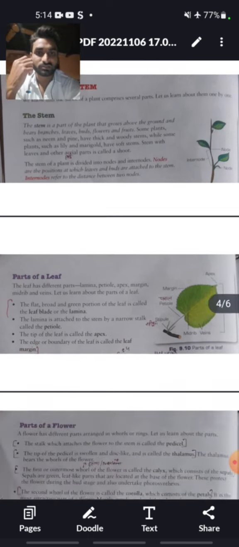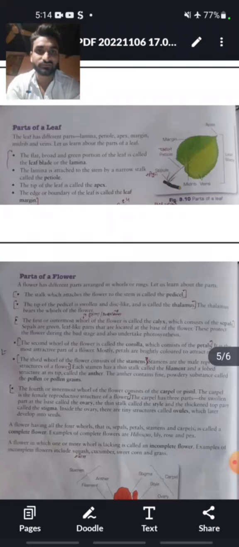Now we discuss what a leaf is. First of all we discuss the parts of the leaf. There are many parts of the leaf, like lamina, petiole, apex, margin, midrib and veins. First of all we discuss what lamina is. A flat and broad part of a leaf is called the lamina. Now we discuss the petiole. The lamina is attached to the stem by a narrow stalk called the petiole.